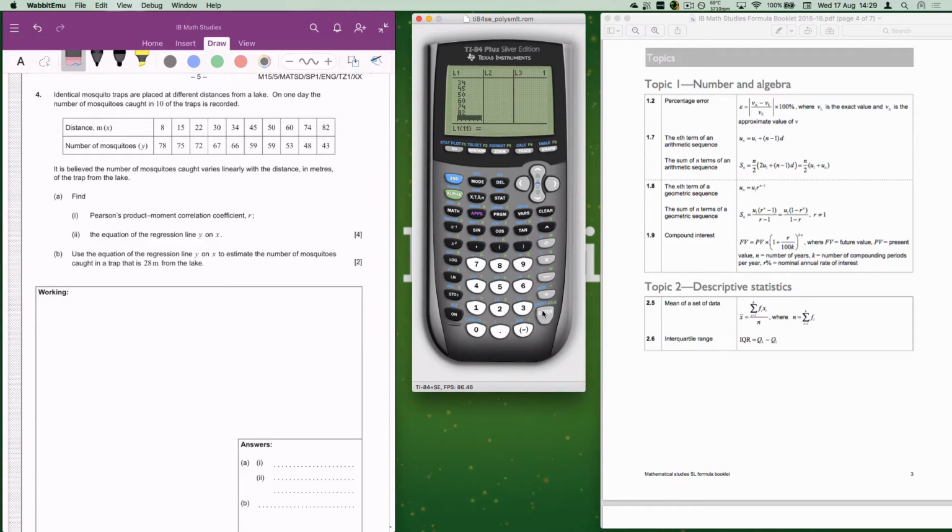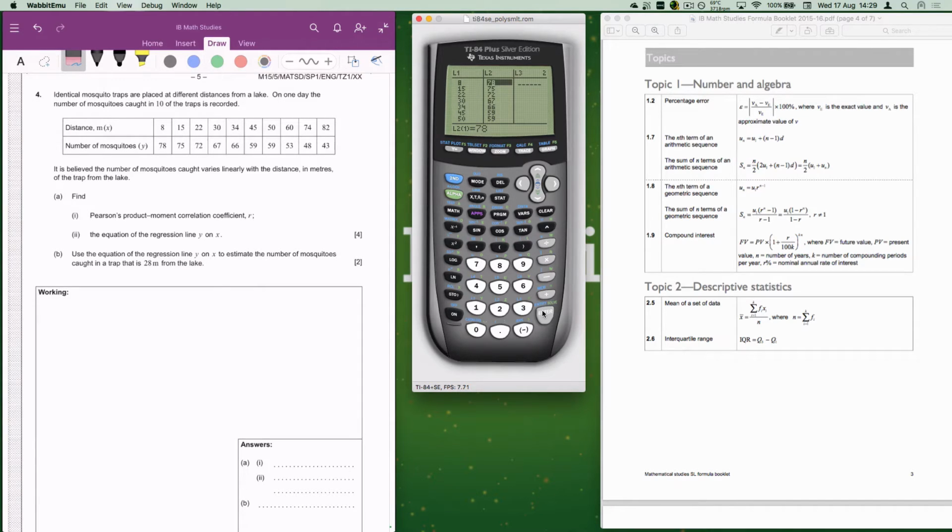Okay, then we put in the next numbers: 78, 75, 72, 67, 66, 59, 59, 53. Okay, and we just check that we put those in correctly. To me, that looks right.